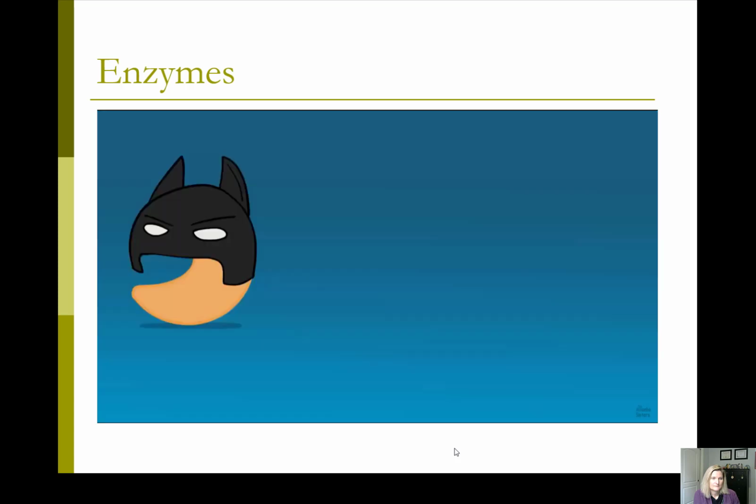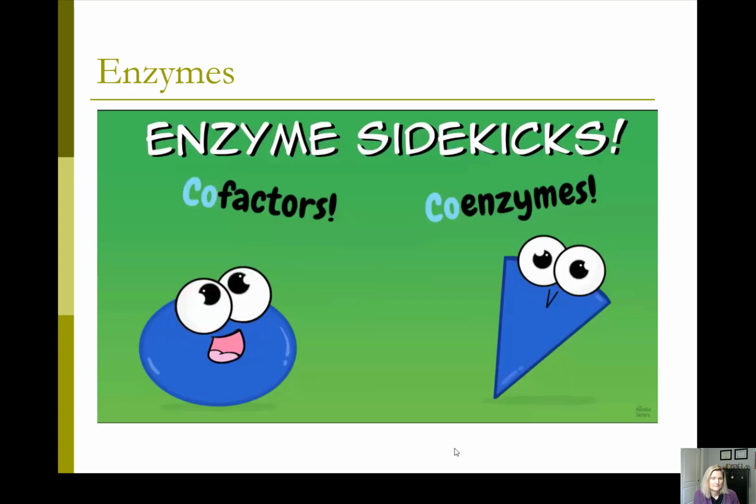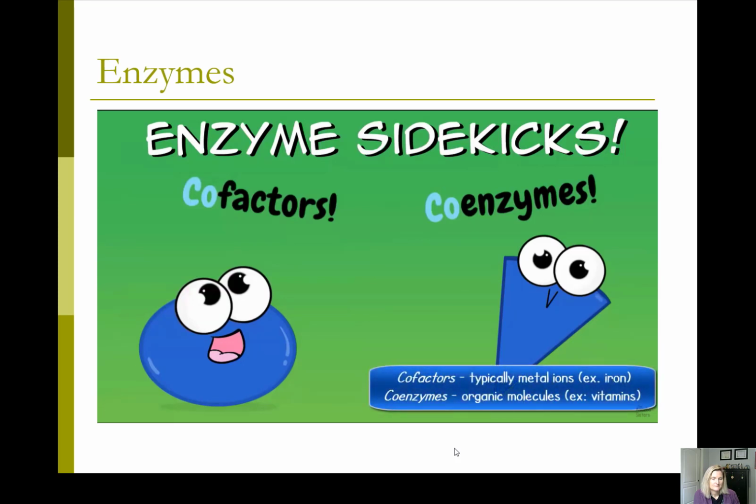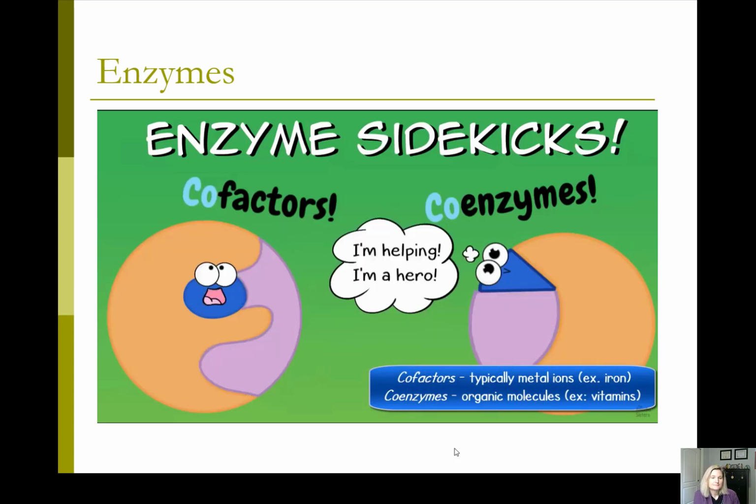Another thing to point out is that enzymes don't always work alone. Sometimes they get some help. Some often underappreciated but essential little helpers are called cofactors and coenzymes. They may bind to the substrate or to the active site. They help the enzyme do its job of building up or breaking down substrates into products.